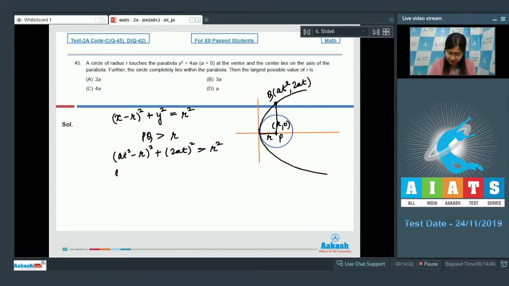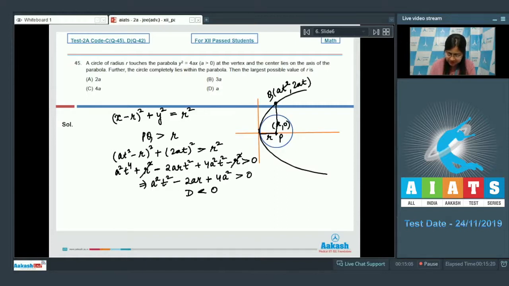So we get from here a square t raised to the power 4 plus r square minus 2ar t square plus 4a square t square minus r square should be greater than 0. These two will get cancelled. T square will also get cancelled. So we are left with a square t square minus 2ar plus 4a square is greater than 0, which means that its discriminant should be less than 0, that is b square minus 4 into a into c, that is 4a square minus 2ar is less than 0, which means that 4a square minus 2ar is greater than 0, that is 2ar is less than 4a square, that is r is less than 2a.